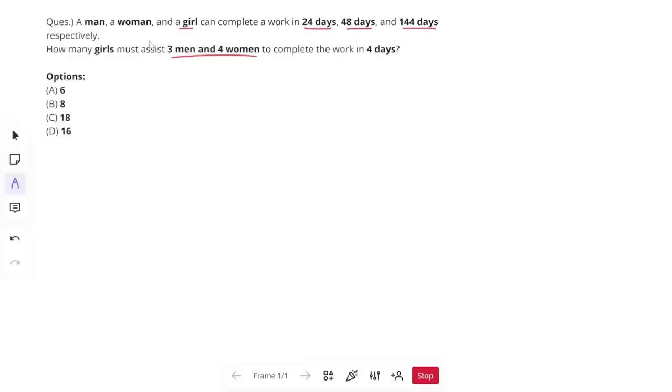See, basically we are given three people, man, woman and girl, and we are told how much work they can complete. Let's note down the data which is given to us. First thing is the man's work per day, which we can deduce from the data. Man, woman and girl can complete the work in 24, 48 and 144 days. Via this we can write, in one day a man can complete 1 by 24 of the work.